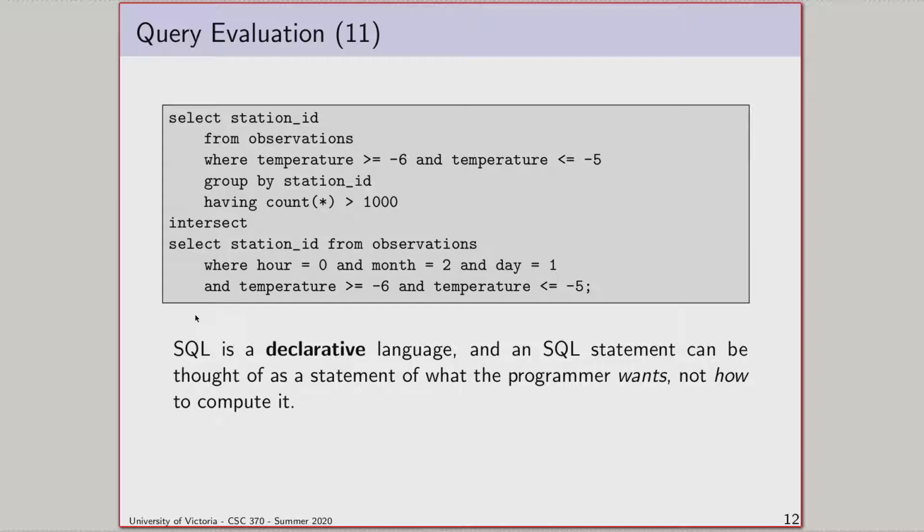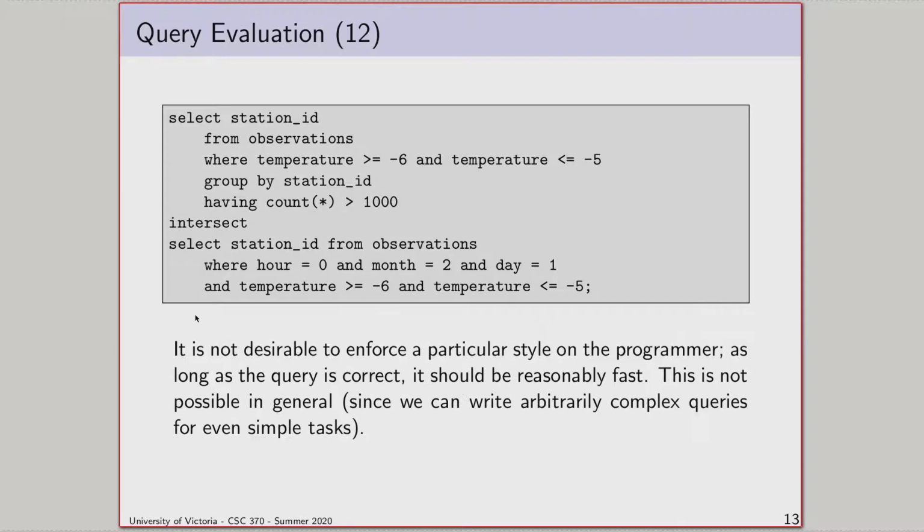In SQL, you don't give an algorithm. You give a sequence of transformations. You describe what you want, and the database has to go and figure out how to do it. I guess I've gotten ahead of myself a little bit. We don't want to impose a particular style. We want, ideally, for programmers to be allowed to write whatever they want, using their own internal style, and if the database gets a query that does the task, it should be able to execute it quickly.